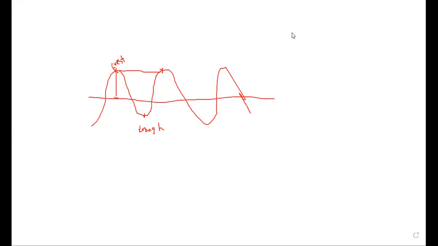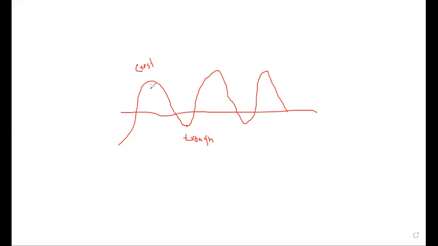Again, these are the transverse wave. The highest point is the crest. The lowest point is the trough. And we have a rest position. And here is the amplitude, the distance from the rest position to the crest. And the distance from one crest to the next crest is called the wavelength.